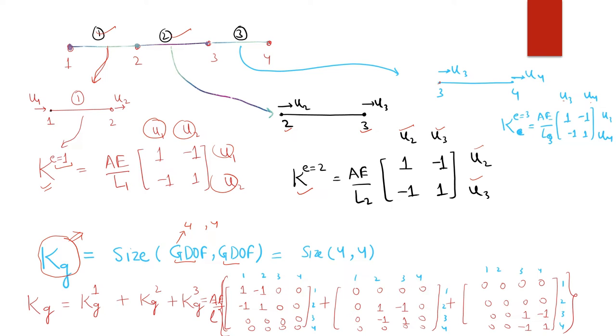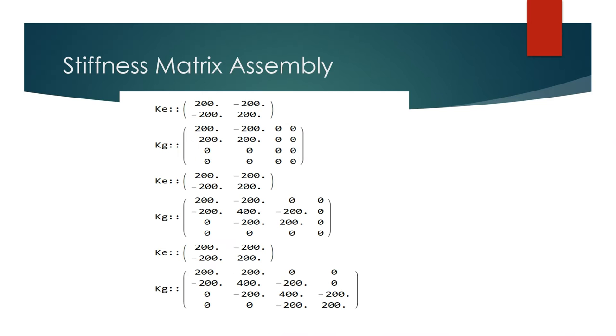So to get the global stiffness matrix, we sum up the elemental stiffness matrices at their corresponding degrees of freedom. We will name them KG1, KG2, KG3 and we will assemble each of them. So in the coding, we have this elemental stiffness matrix at position U1, U2, meaning node 1, node 2.